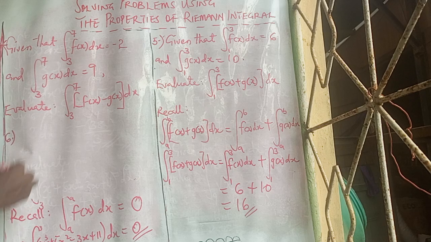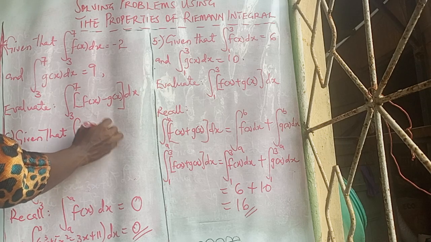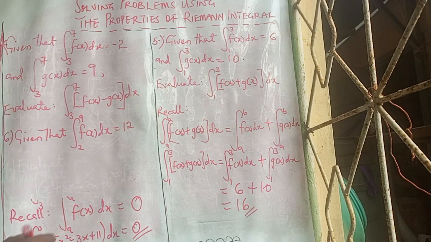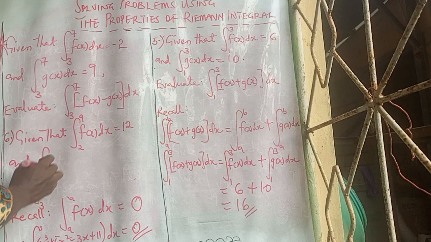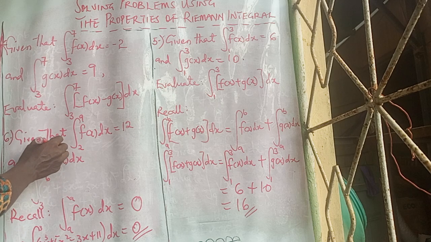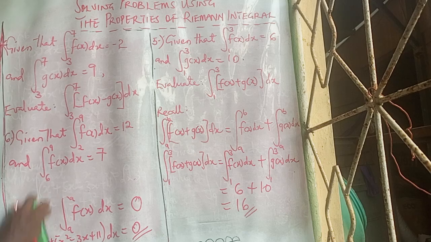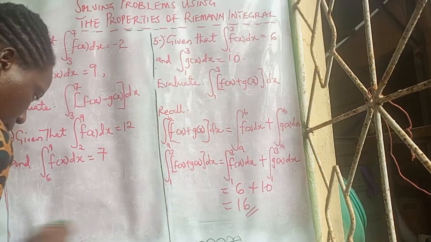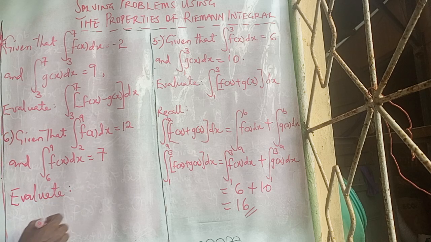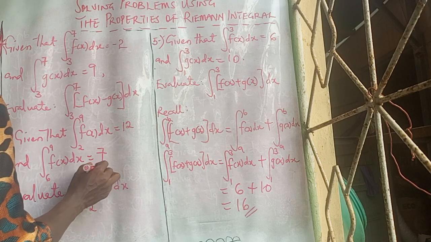Let's see a last one. It says, given that the integral of f of x dx from 2 to 9, now let's be careful and mindful of the interval, is equal to 12, and the integral of the same f of x dx over the interval 6 to 9 is equal to 7. We want to evaluate the integral of f of x dx over the interval 2 to 6.